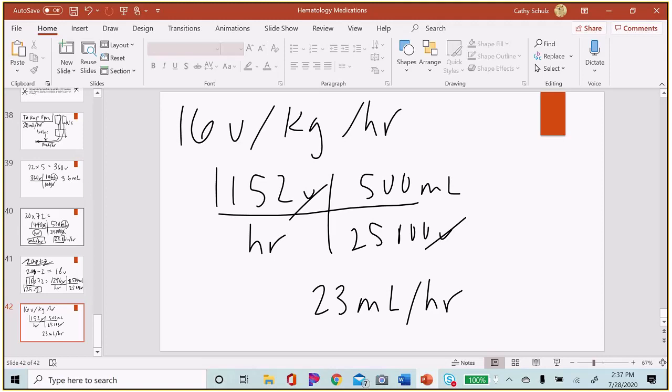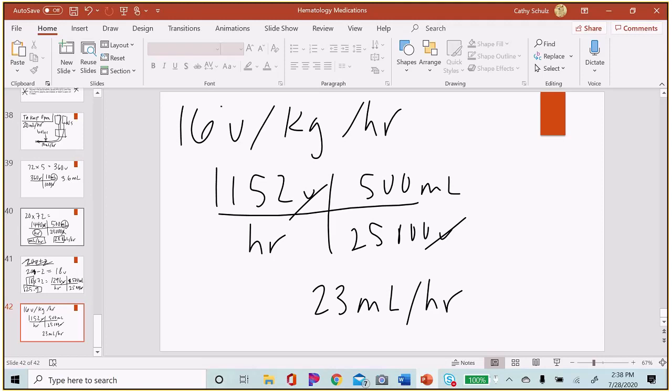And then if 6 hours later we draw the PTT, and it's within the range that the provider's orders say, like between 50 and 70, then we would just leave it at 23 milliliters an hour, and we wouldn't check again until the morning. And then in the morning, it could be that it's normal, meaning that it's between 50 and 70, so we're just going to leave it at this rate the entire next 24 hours and not worry about it again until the next morning. Or it could be that it's maybe too low or too high, and then we'd have to adjust again.